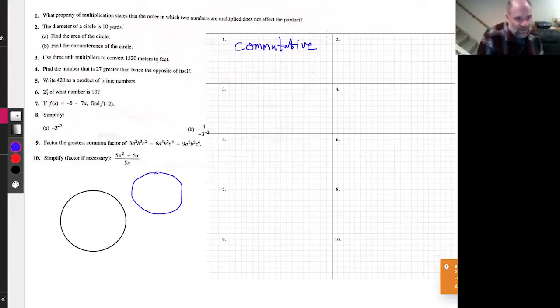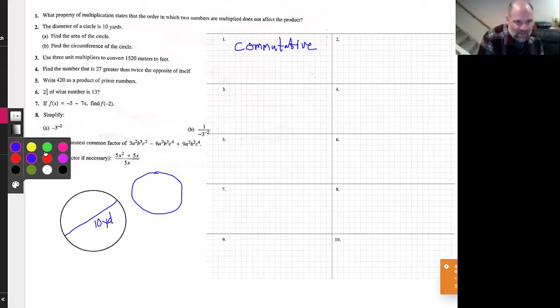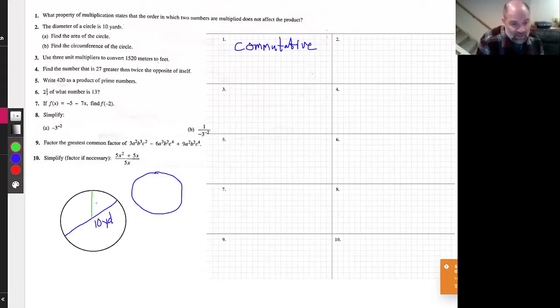Go back to drawing. So the diameter, remember, is all the way across. Does it say diameter? Yeah, the diameter is all the way across. So that is 10 yards. But on your test, it might give you the radius. So if it gives you the radius, and you need the diameter, you just need to double it, right? So if the diameter is 10, then the radius is 5, so 5 yards.